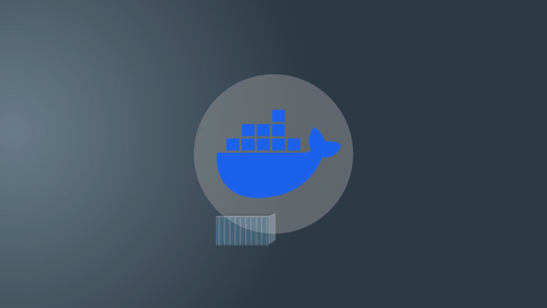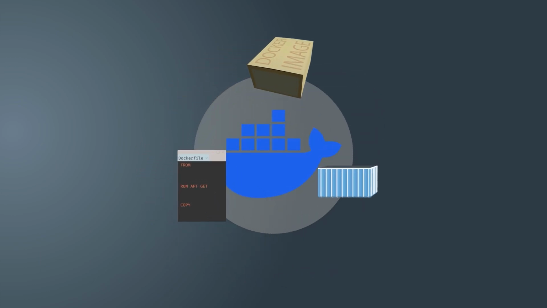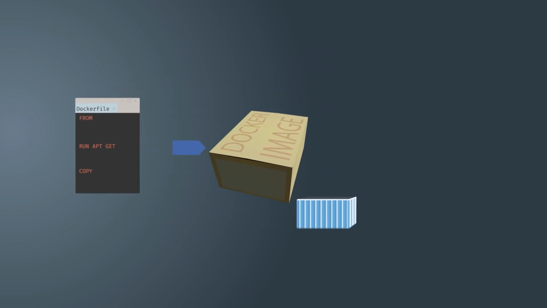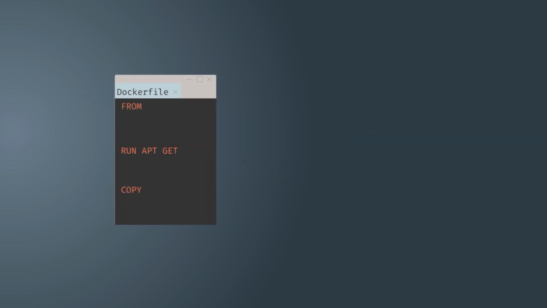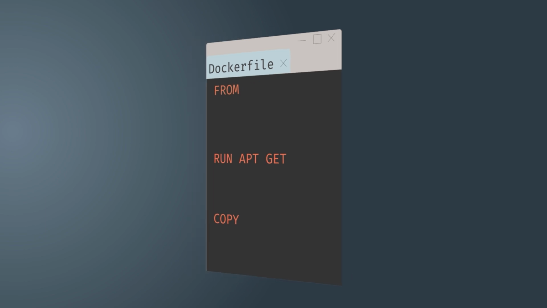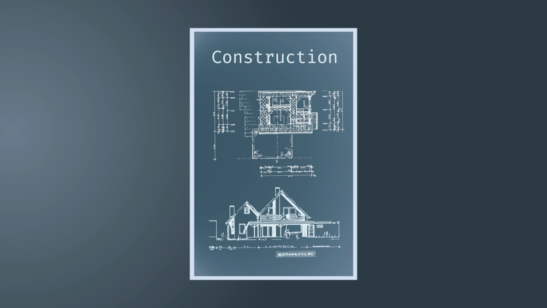For a simple understanding of this technology, let's follow the creation of a Docker container in 3 steps, from the Docker file to the image and finally to the container. A Docker file is a text file containing instructions on how to build a Docker image. Think of a Docker file like a recipe in cooking or a blueprint in construction.